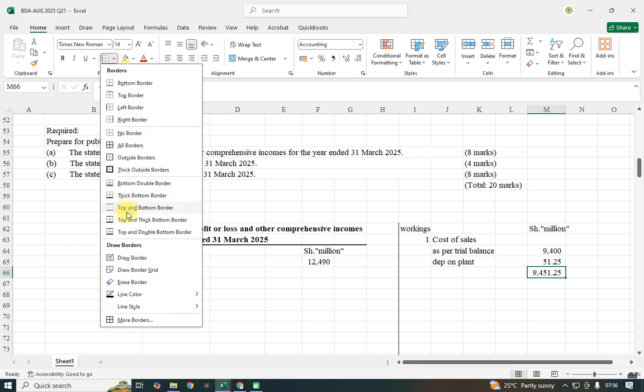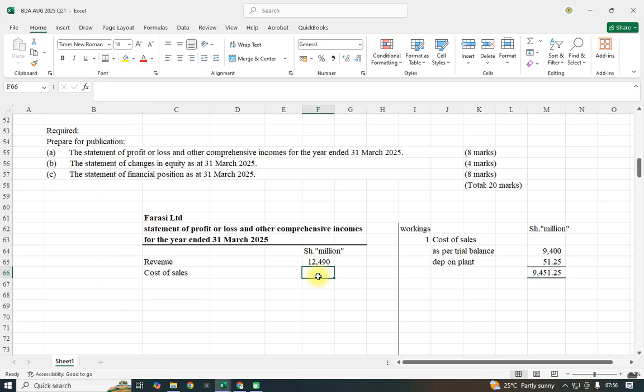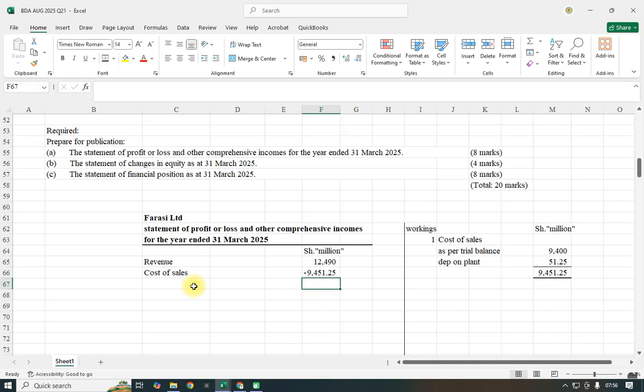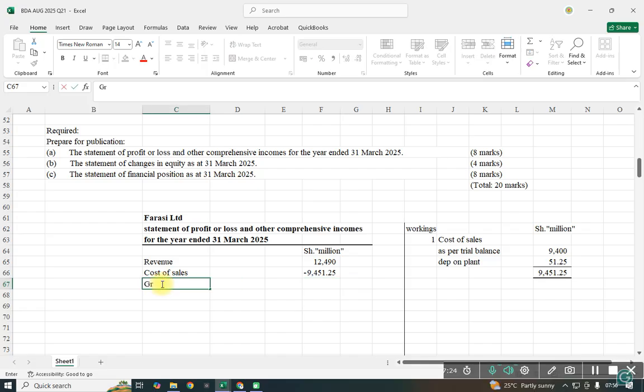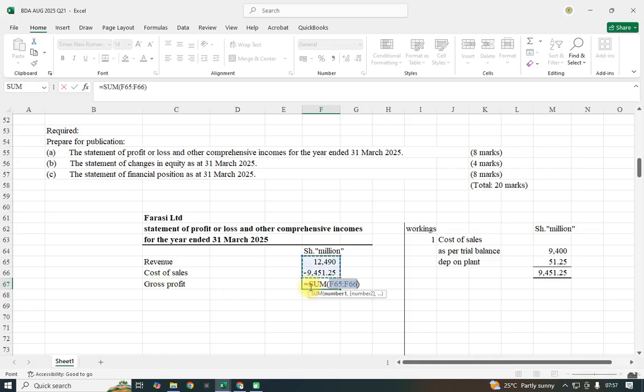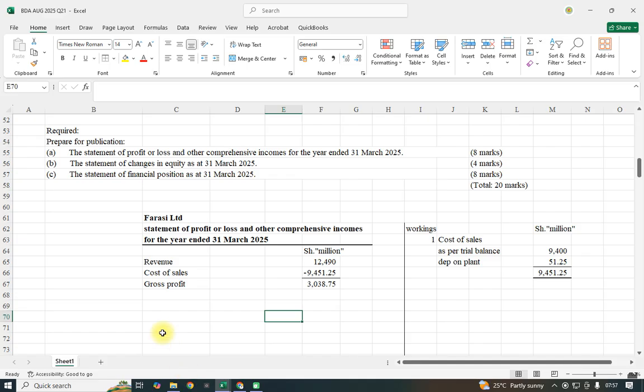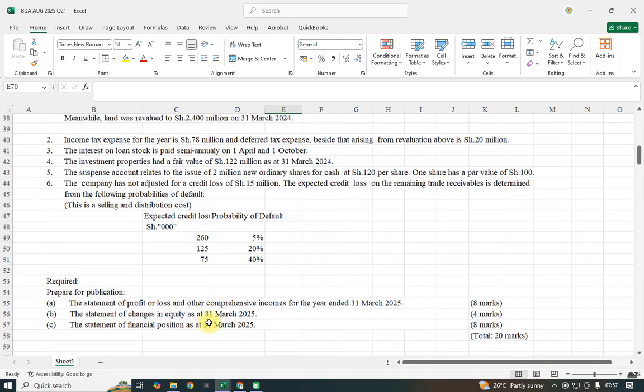That will be our cost of sales here. This one, and I'll put a negative sign that way, and we get the gross profit. Our gross profit is the sum of the 2. Yeah, that way. That will be our gross profit for that case. You can decide to round it off, there will be no problem with that.